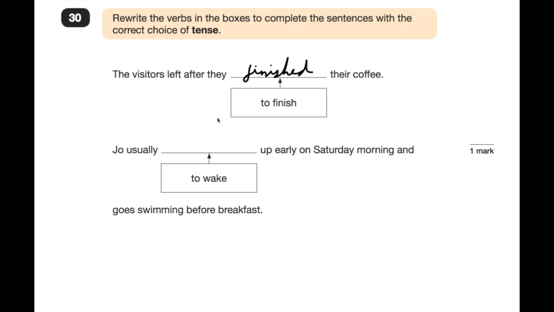Now the next sentence: Joe usually wakes up early on Saturday morning and goes swimming before breakfast. This is in the present tense, so Joe usually wakes up early on Saturday morning.